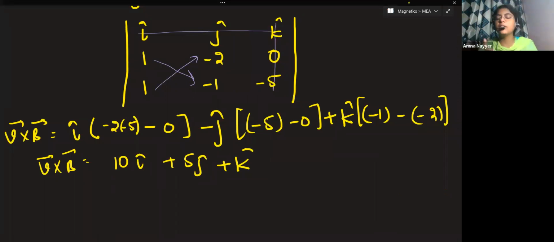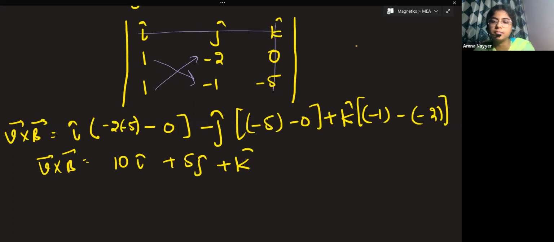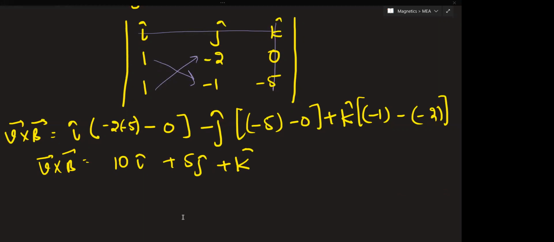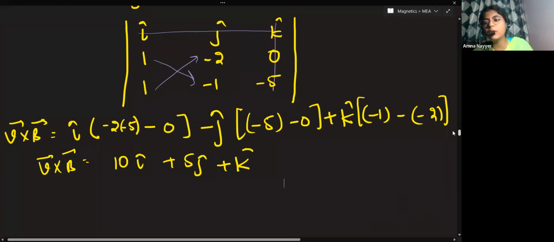So V cross B is this. First, tell me anyone who is having difficulty till here. Then I'll solve it further. Anyone who is facing issues till here? Clear to all of you? Yes or no? Yes. Clear. All right.